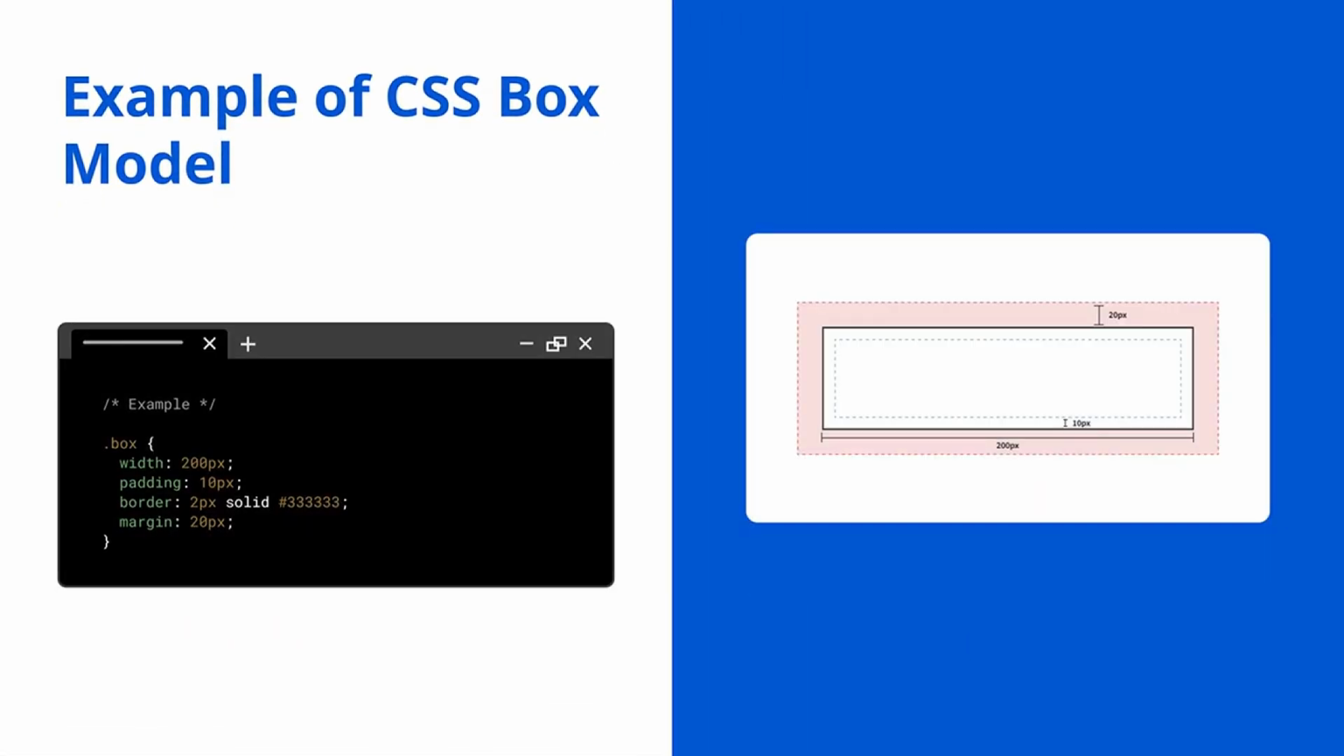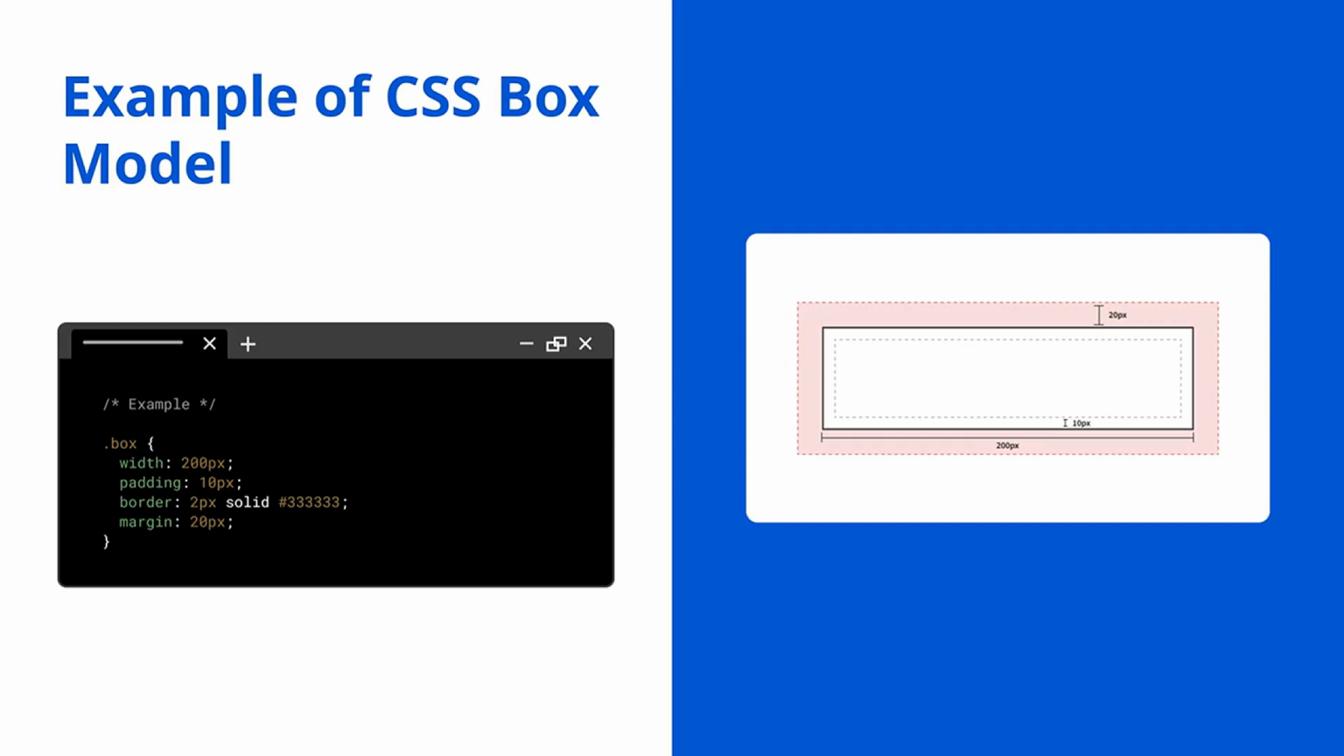Let's apply a simple CSS rule that styles a box element on the page. We'll start with the .box class selector, which targets any element that has a class name of box. Inside the curly braces, we first set the width to 200 pixels, which defines the fixed width of the box as 200 pixels. Next, we use the padding property to add 10 pixels of space inside the box, creating space between the content and the border.